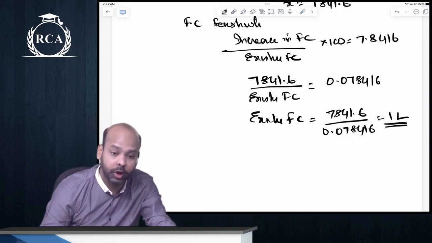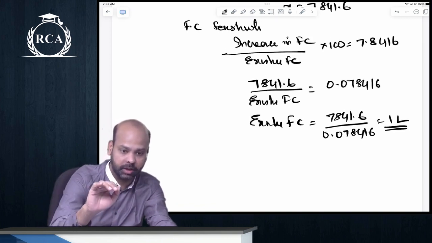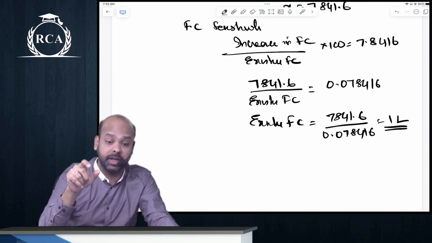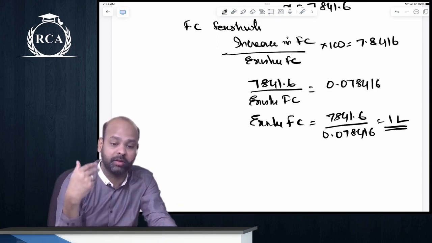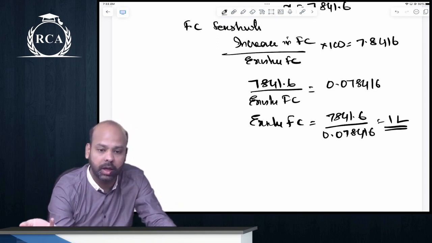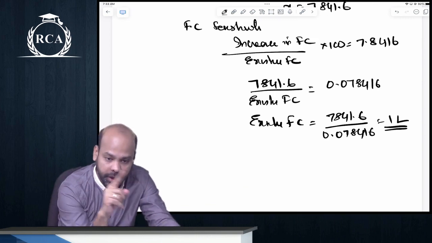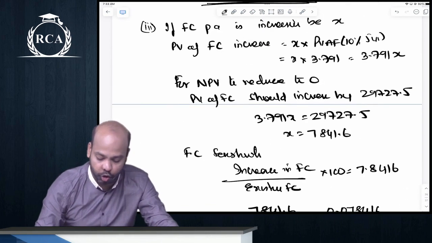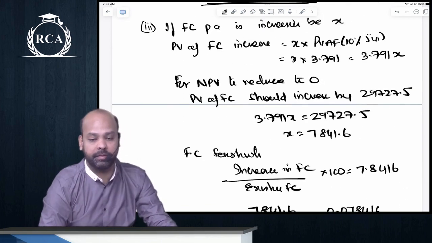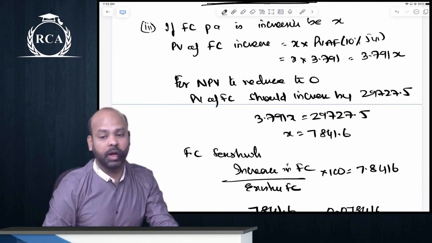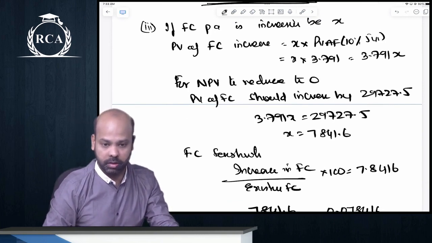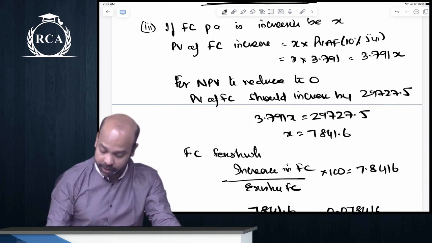समझ में आ रहा है गाइस? तुम्हारा जो आंसर आया ना बेटा 3,79,100, that is existing present value of fixed cost. उसको तू 3.791 से डिवाइड कर, answer is 1 lakh. Because in your entire process the only thing that you forgot to do, beta, is multiply by PVAF. So whatever answer that you got, beta, तू ये नहीं ली बस.